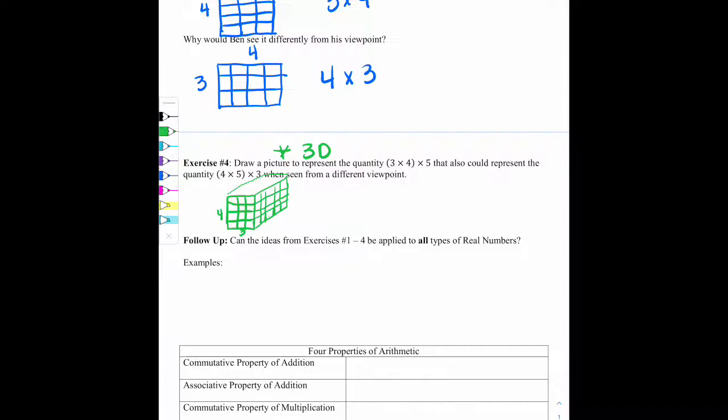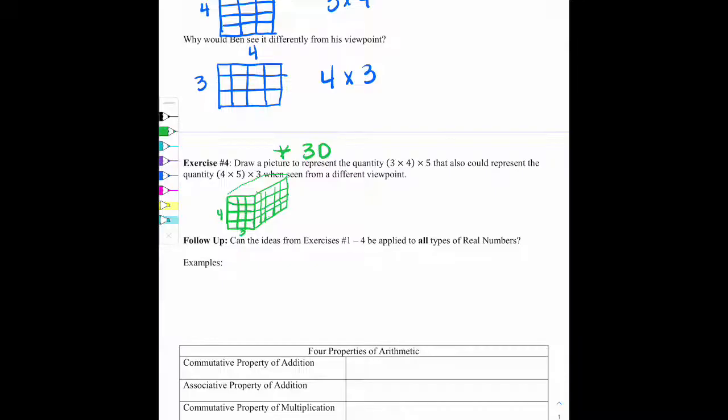So we would continue our depth of 3 here like this, and then we would continue our lines here to get a diagram that looks something similar to that. Okay, so as a follow-up, can the ideas from exercises 1 through 4 be applied to all types of real numbers? We're going to look at some examples, and the answer to this is yes. And now we'll look at some examples.